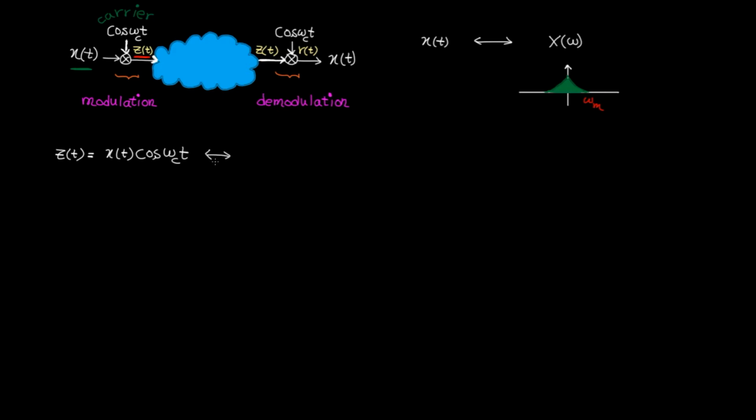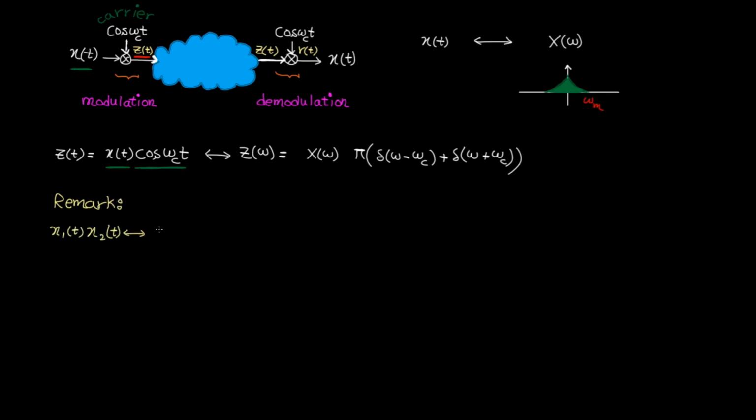If we travel to the frequency domain, the Fourier transform of x(t) is X(omega), and the Fourier transform of cosine function, based on my lecture on Fourier transform tables, is this. Also, we know multiplication between two functions in the time domain is convolution in the frequency domain. So here we have convolution. Don't forget about 1 divided by 2 pi. Pi is cancelled by pi.